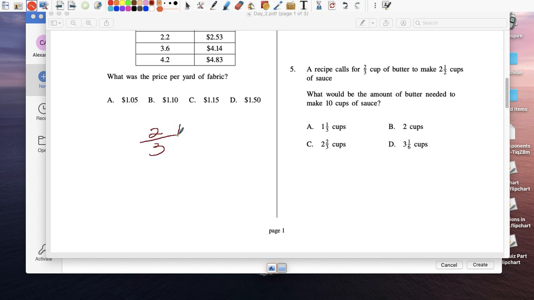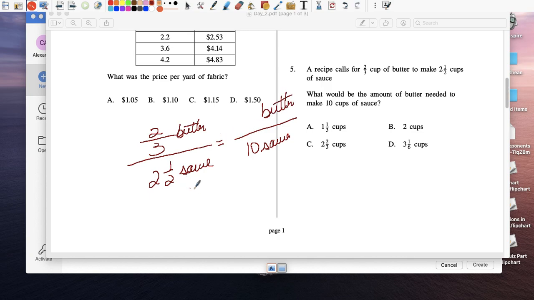2/3 cups of butter. So let's write that. So you need 2/3 cups of butter, and every time you use that, you use 2.5 cups of sauce. That's our ratio right now. So they're asking us what happens when we increase the sauce to 10 cups of sauce. How much butter do we need? A lot more, right?